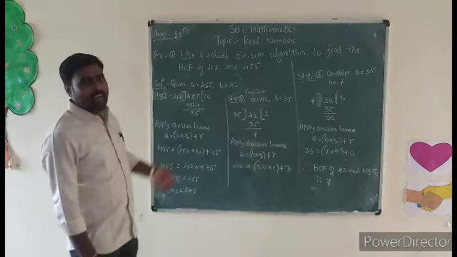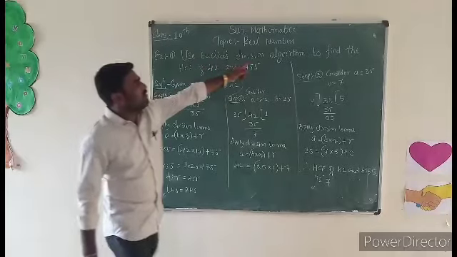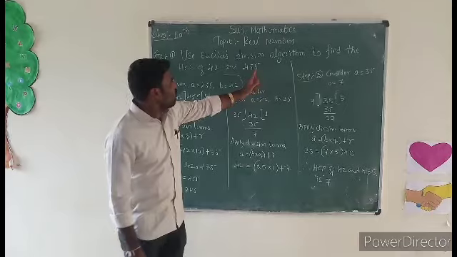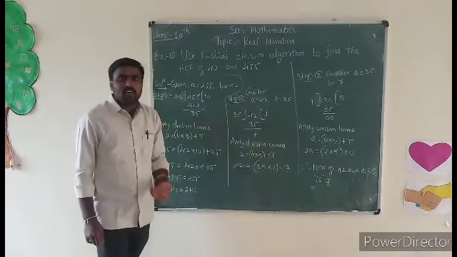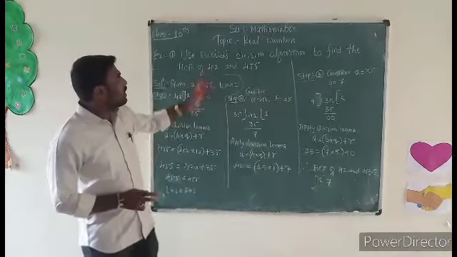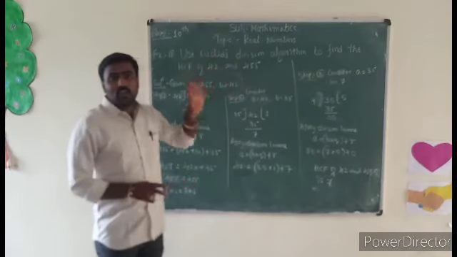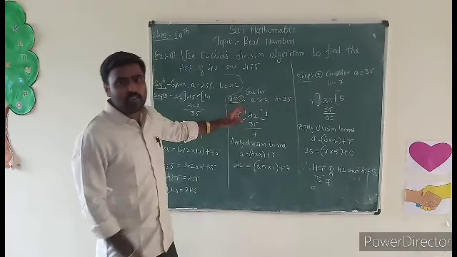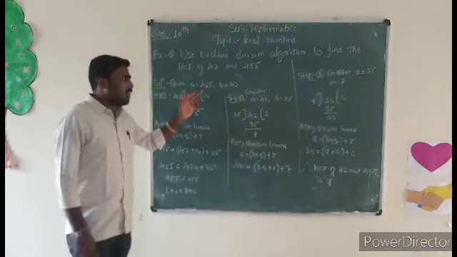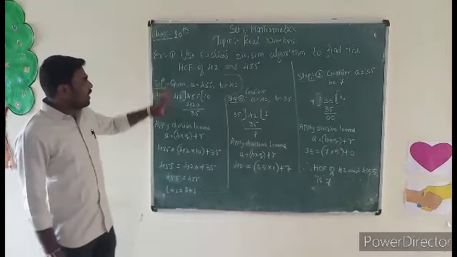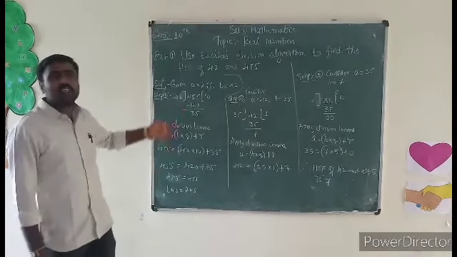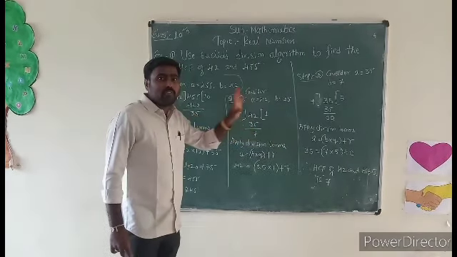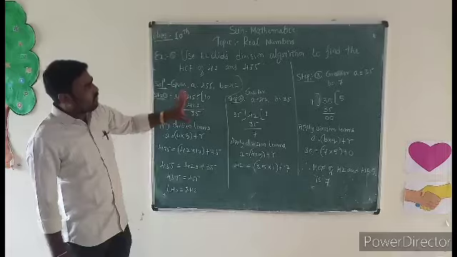Students, example 1. Use Euclid's division algorithm to find the HCF of 42 and 455. You know different methods of finding the HCF, but here in Euclid's division lemma there is a rule. I already explained that Euclid's division lemma is a = b × q + r. So by using the lemma we have to find the HCF. In this solution we have to follow some steps until we get the remainder 0. Here I followed 3 steps.